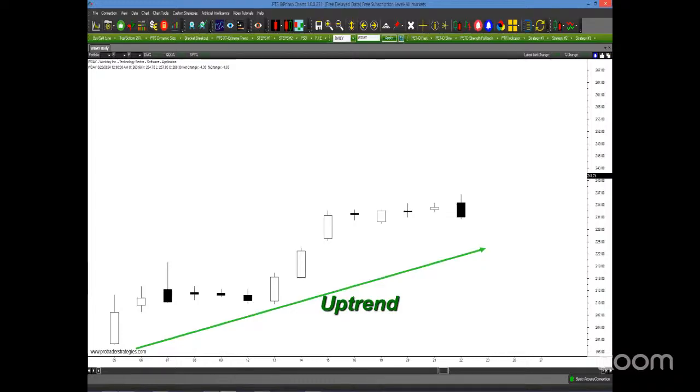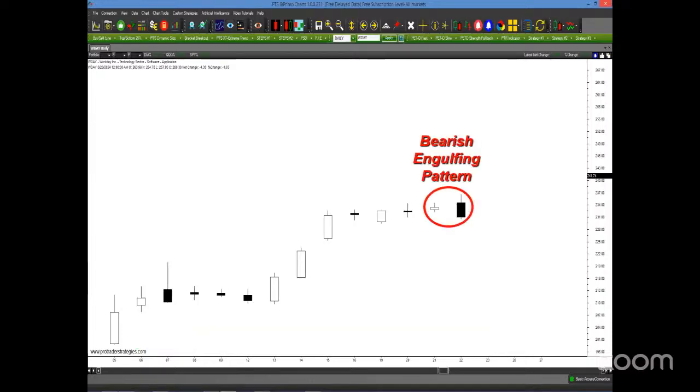For example, in this chart of WDAY, okay, Workday, we see that obviously the trend is up. So if you're a candlestick trader, you're looking for some type of reversal. And what do we have here? We have one of the most prominent reversal patterns. It's a bearish engulfing pattern. So obviously this would tell you that it's a traditional way of trading candlesticks.